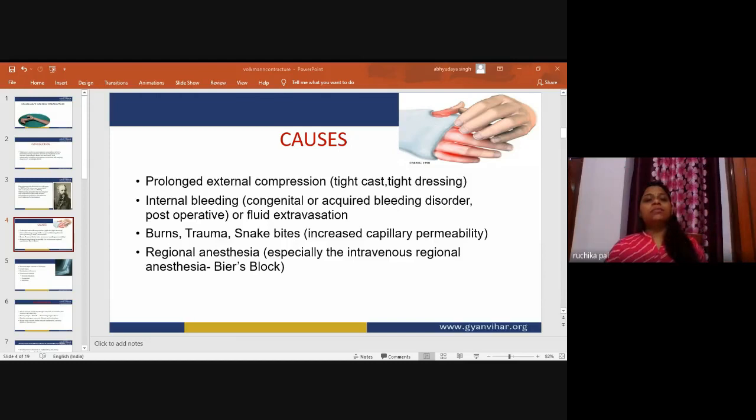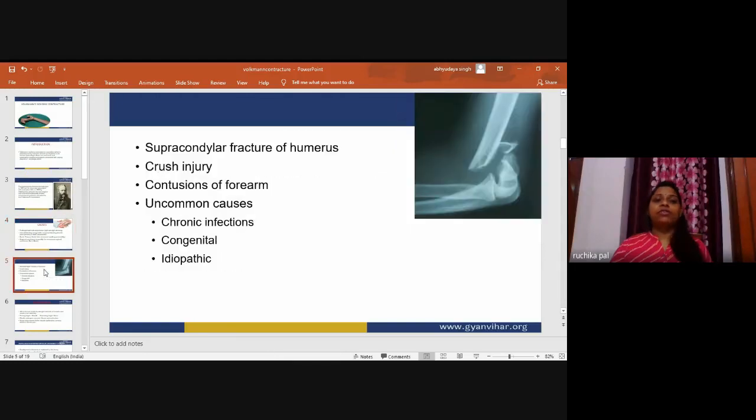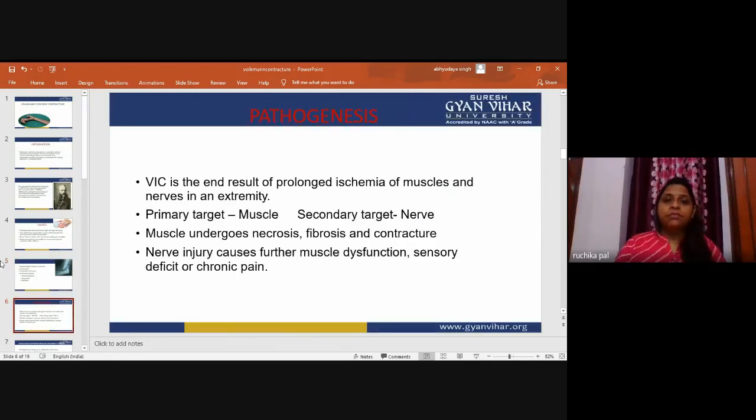Subgroup analysis later showed that ipsilateral displaced extension-type supracondylar humeral fracture, or displaced forearm fracture, had a prevalence of 33% for Volkmann's syndrome. So these are a few causes of Volkmann ischemic contracture: supracondylar fracture of the humerus, as you can see in the X-ray, crush injury, and contusion of the forearm. Uncommon causes are chronic infection, congenital, and sometimes idiopathic.